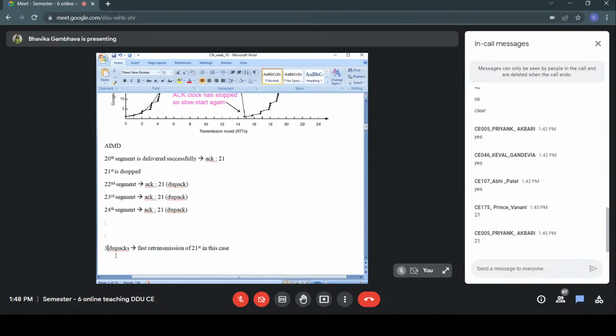Now why 3? Why not 2 or 4? They have performed experiments and figured out that 3 is a decent count: if the segment has not been delivered by then, it will not be delivered. That is what they have experienced so far.